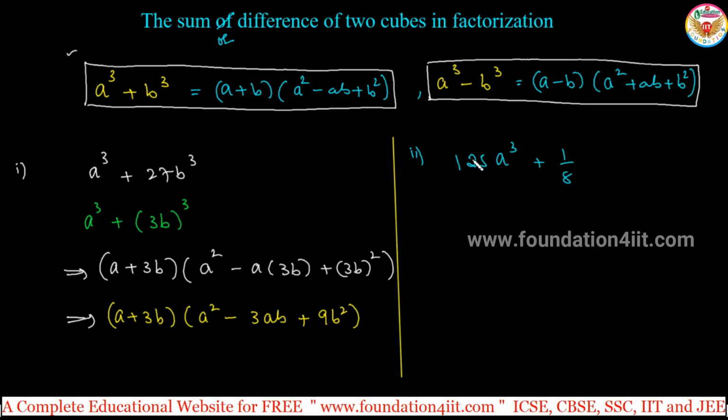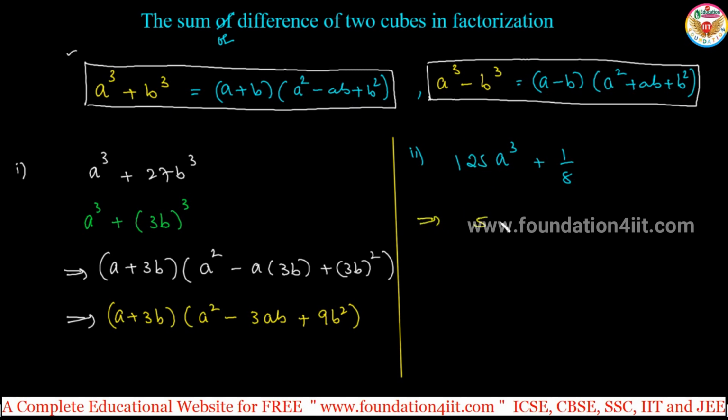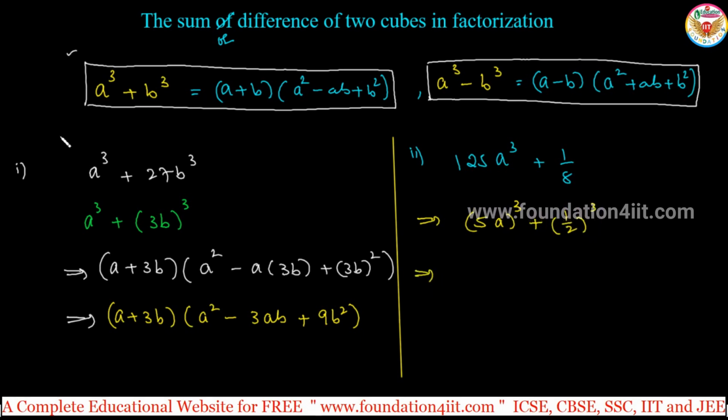By observing the question only, we have to identify whether it's a difference or sum of two cubes or not. 125 is a perfect cube, so it's 5 cube. So this we can write 5a whole cube plus 1 by 8. 1 we can write 1 cube, 8 is 2 cube. That means 1 by 2 whole cube. Same formula now, first formula. So according to that, if we factorize, first one a plus b. So a cube plus b cube is a plus b.